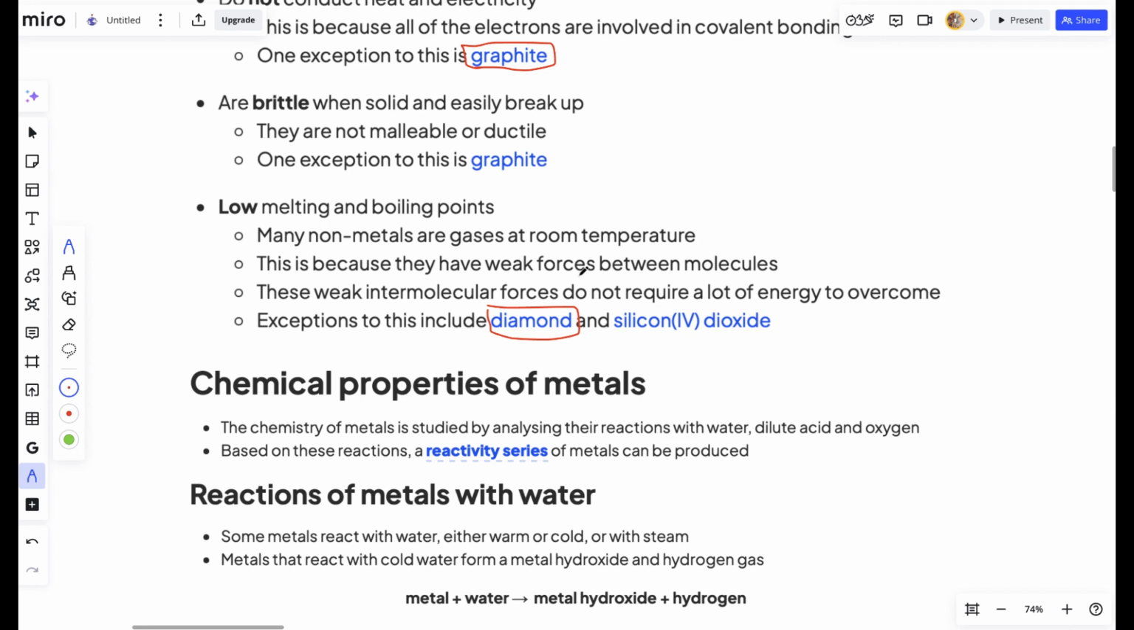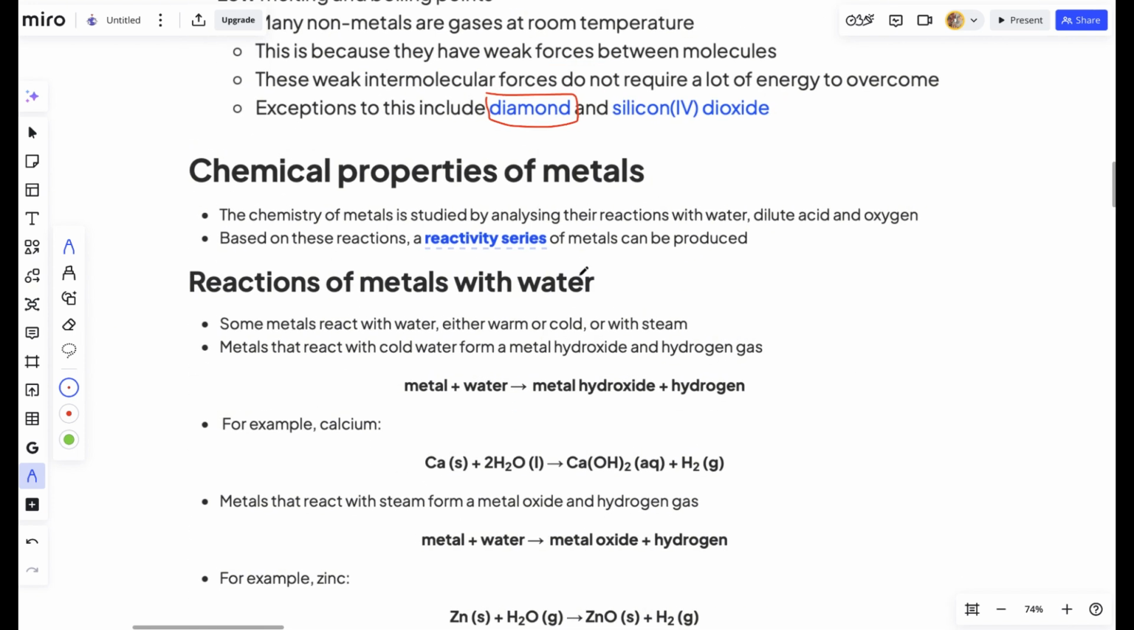Okay, now let's take a look. All the ones we've talked about are called the physical properties. Now let's take a look at the chemical properties of metals. What do we mean by chemical properties? We're talking about the reactions they undergo that form a permanent change, a new product.